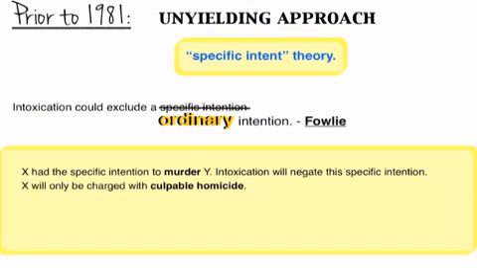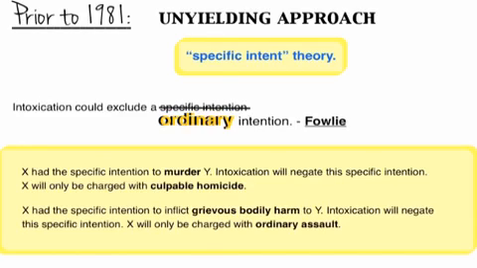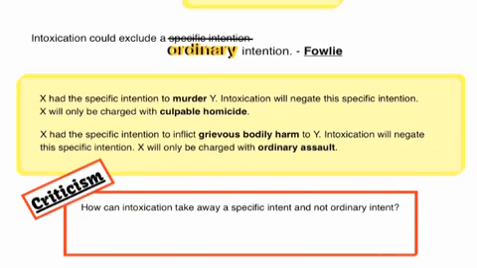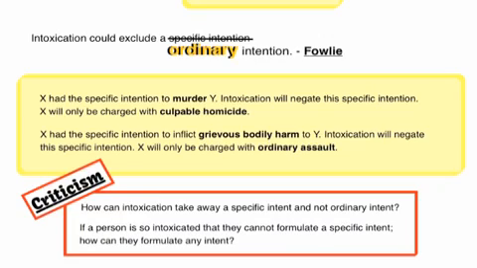For example, where X had the specific intention to murder Y, intoxication will negate the specific intention, and X will only be charged with culpable homicide. Where X had the specific intention to inflict grievous bodily harm to Y, intoxication will negate this specific intention, and X will only be charged with ordinary assault. This theory is criticized. How can intoxication take away a specific intention and not ordinary intention? If a person is so intoxicated that they cannot formulate a specific intent, how can they formulate any intent?